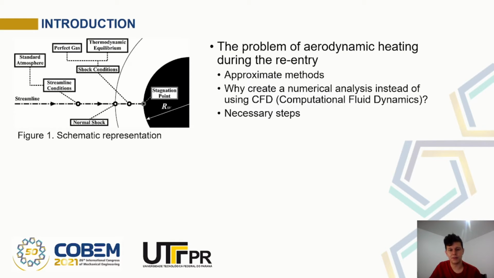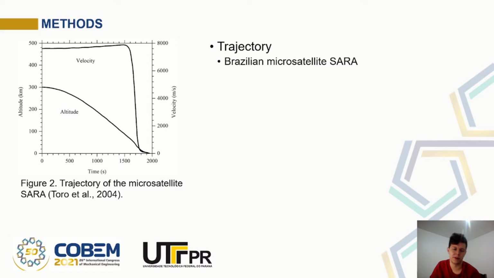The problem behind CFD simulations is that they demand a long period of time to converge, and by using approximate methods, the results come much faster. But to implement these methods, we need to pass through some necessary steps. As shown here in Figure 1, we need to deal with the streamline conditions, which are the air properties before the normal shock that forms during a supersonic flight, and the shock conditions, which are the properties of the air after this normal shock.